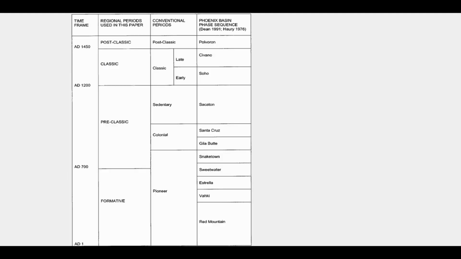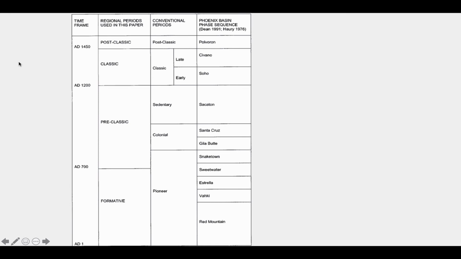This is the chronological sequence for Hohokam, which is the region that we are located in here, the Phoenix Basin. It's divided into periods that you can see, but then there are specific phase names that are associated with the Phoenix Basin sequence, and that would be different from the Tucson Basin sequence, but I didn't include that on here.